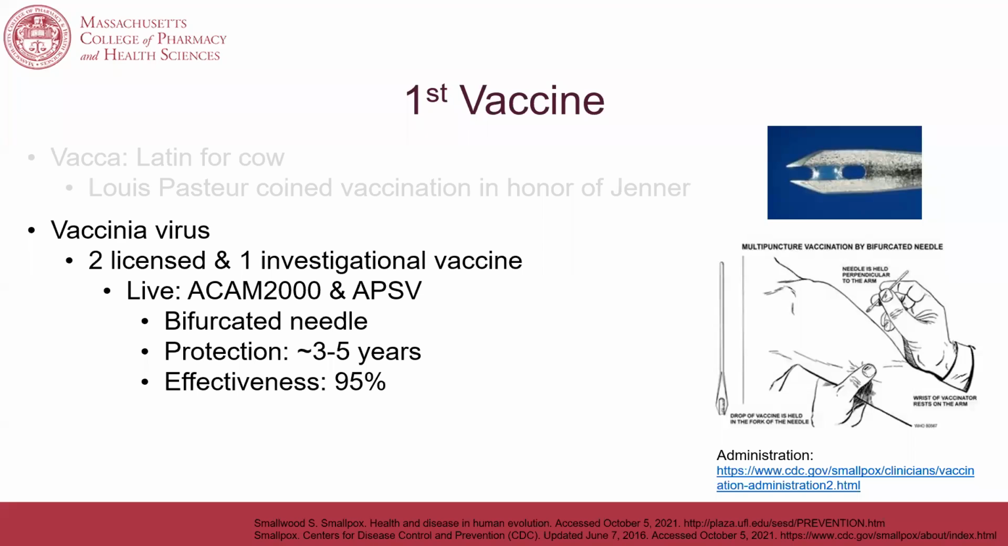But I did provide some administration information here and a really cool link that goes through how you administer the vaccine. Typically, you would just prick the individual 15 to 20 times with the bifurcated needle, but patients would need to be counseled on wound site care, because they could actually transmit the virus. Remember, it's a live virus. For completeness' sake, APSV stands for Aventis Pasteur Smallpox Vaccine, and the APSV vaccine is actually the investigational vaccine that could be used in any smallpox emergency.